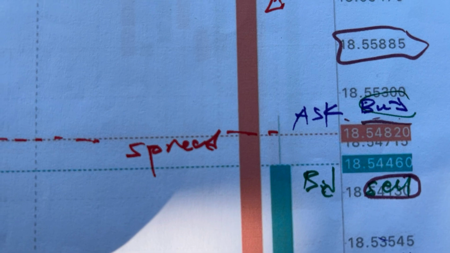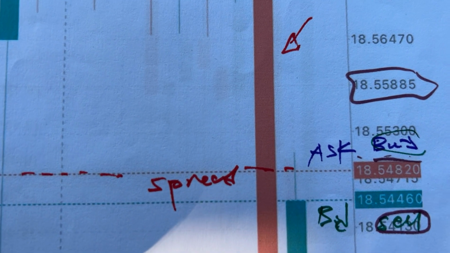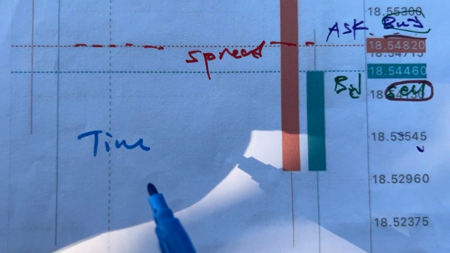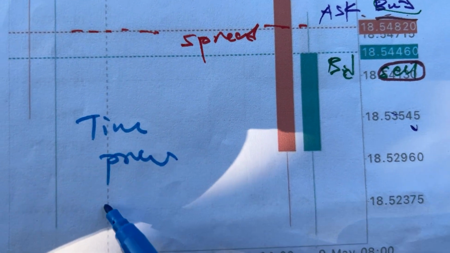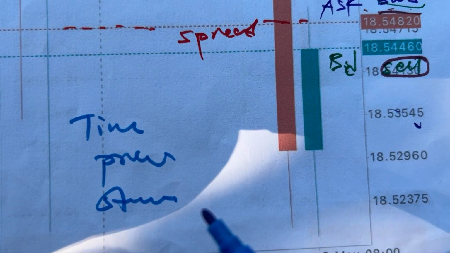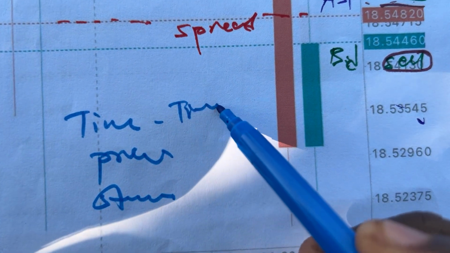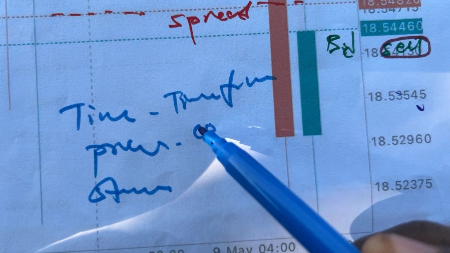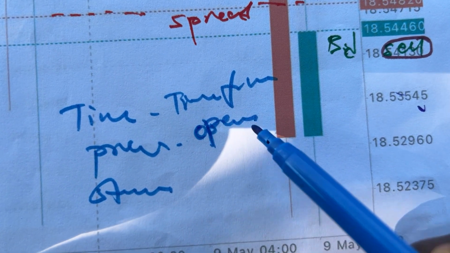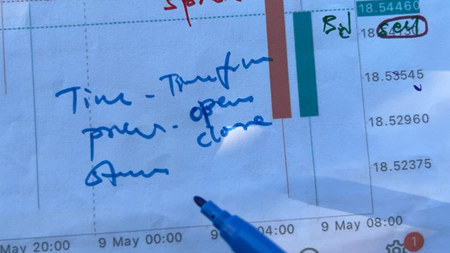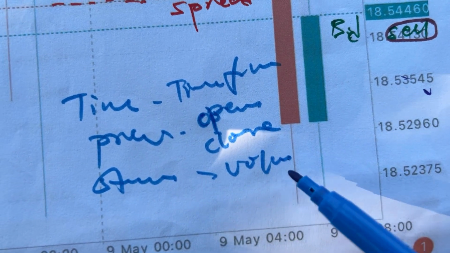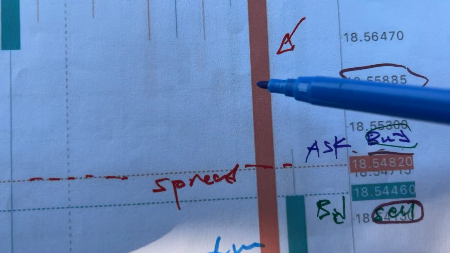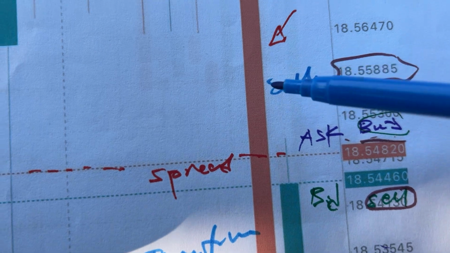Now, let's look at the candlestick pattern so that we understand. Remember I mentioned that we have time, price, and structure. Time, we're looking at the time frame. Price, we're looking at open and close. And structure, we're looking at the volume, which is the body of this candlestick. This candlestick is a candlestick for sell because it's red.